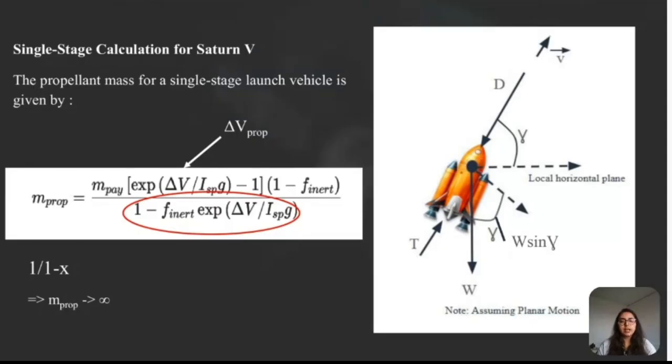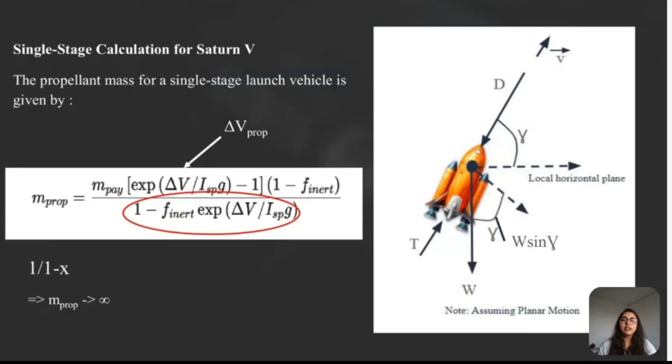So G. And we have something called the inertial mass fraction, F inert. That's basically telling you how much structure mass you have compared to a structure mass plus propellant. On the bottom, we have 1 minus the F inert times this exponent. This equation is also in the book mentioned above.